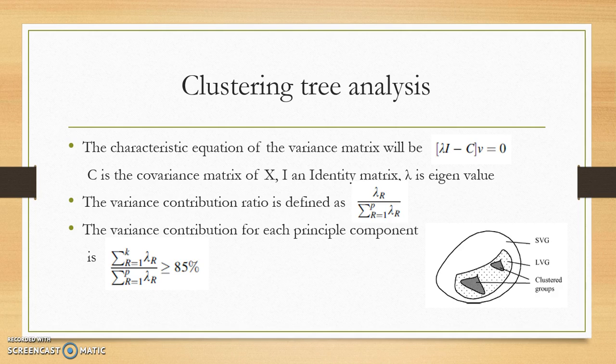Here we can see SVG and LVG, small variation group and large variation group, and these two darkly spotted ones are the clustered groups, where K is the accumulation variance contribution.